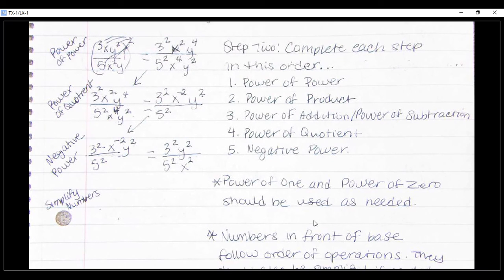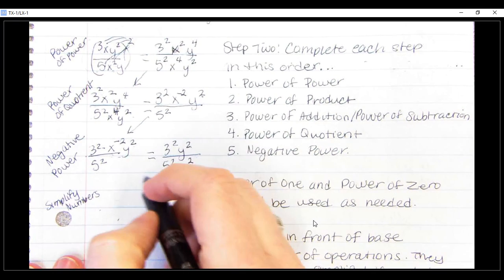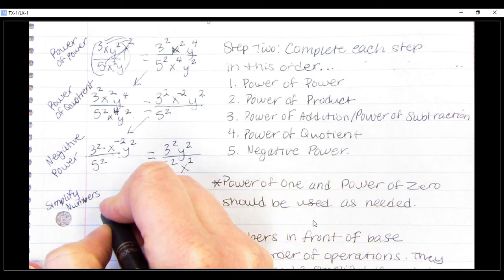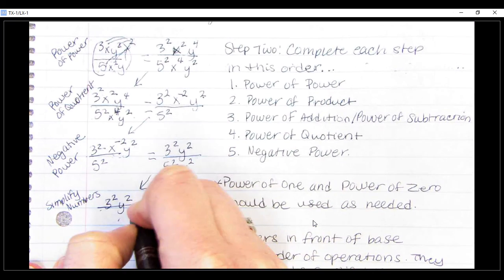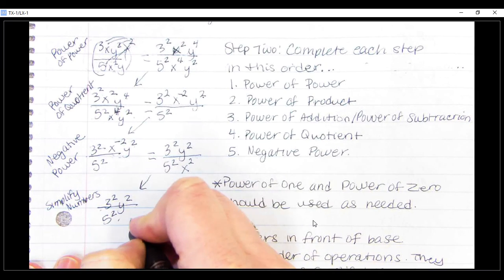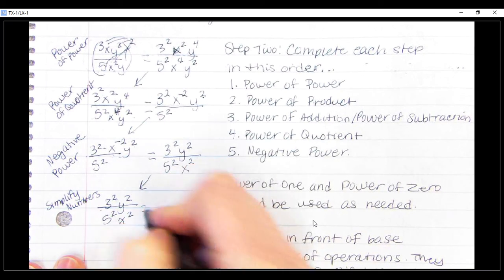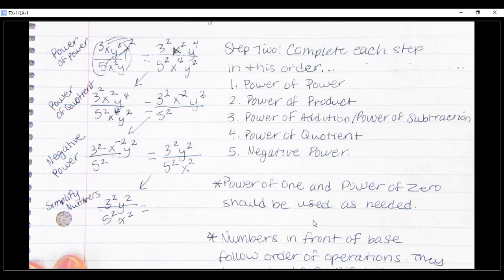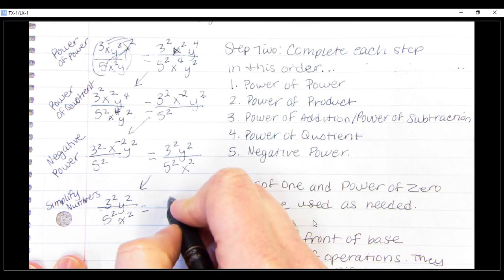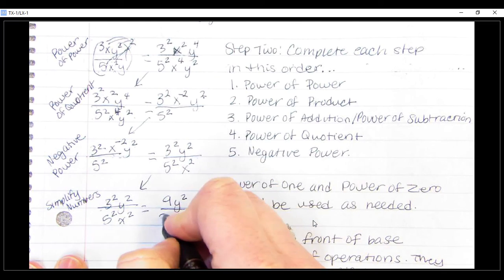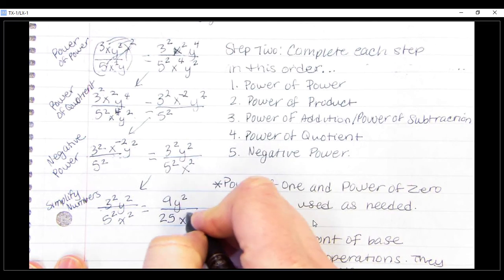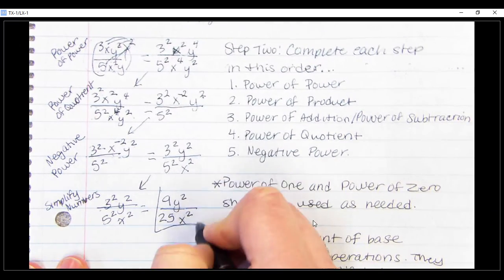And then last but not least, make sure that you are not forgetting those numbers. Some equations, as I said, you have to do the numbers earlier, but in this case, we can leave it to the end. We have 3 squared y squared all over 5 squared and x squared. If I'm simplifying my numbers, I will do 3 to the second power, which is 9. Leave my y squared where it is. 5 to the second power is 25. And leave my x squared where it is. And I have my final answer.